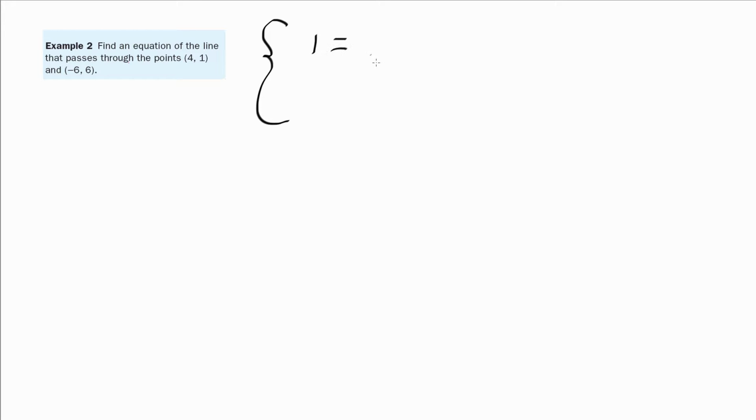y equals mx plus b. Well, that's 1 equals 4 times m plus b. That's the first equation. The second one is 6 equals negative 6 times m plus b. We now have our system of equations.